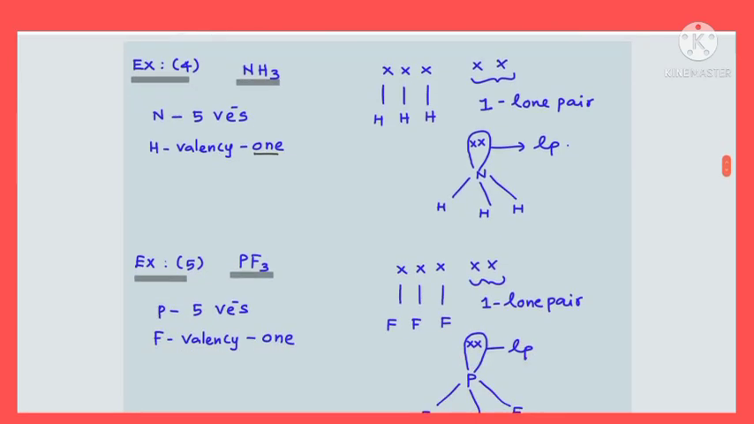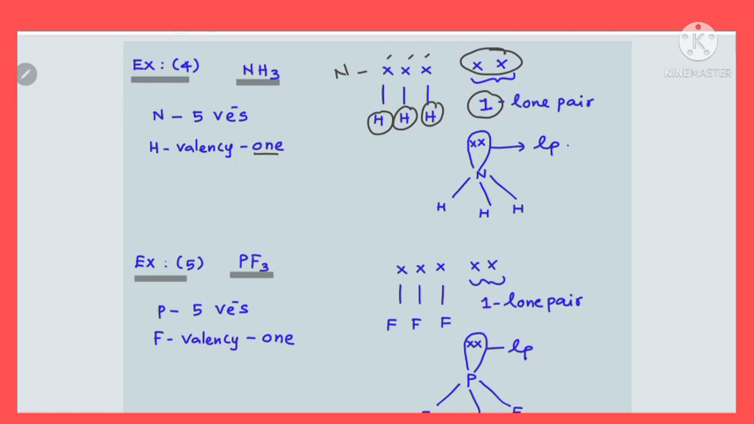Then the next example is ammonia. Here nitrogen has 5 valence electrons, hydrogen valency is 1, which means hydrogen is capable of forming one bond. So this is the valence electronic configuration of nitrogen with 5 electrons. Each cross is 1 electron. Then 3 hydrogen atoms are making bond with nitrogen, which means nitrogen uses 3 electrons to make bond with hydrogen. Among the 5 electrons, 2 more are left unused, so that forms one lone pair. In ammonia molecule, there is only one lone pair of electrons.